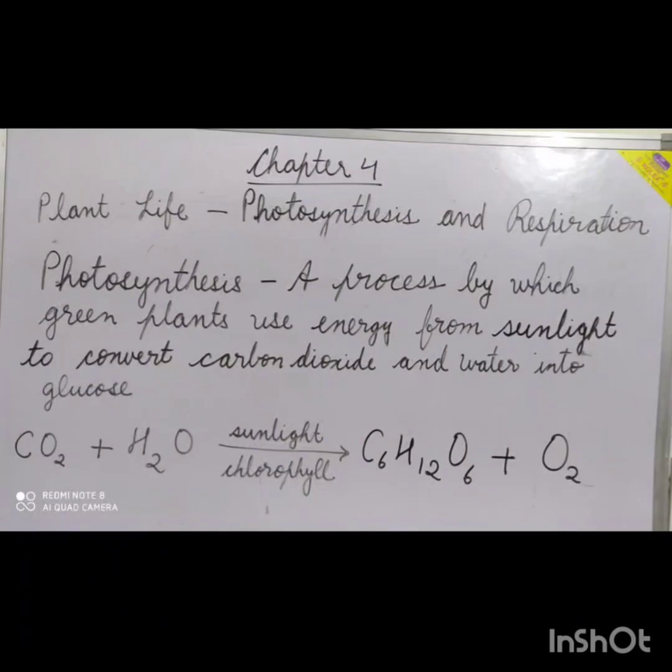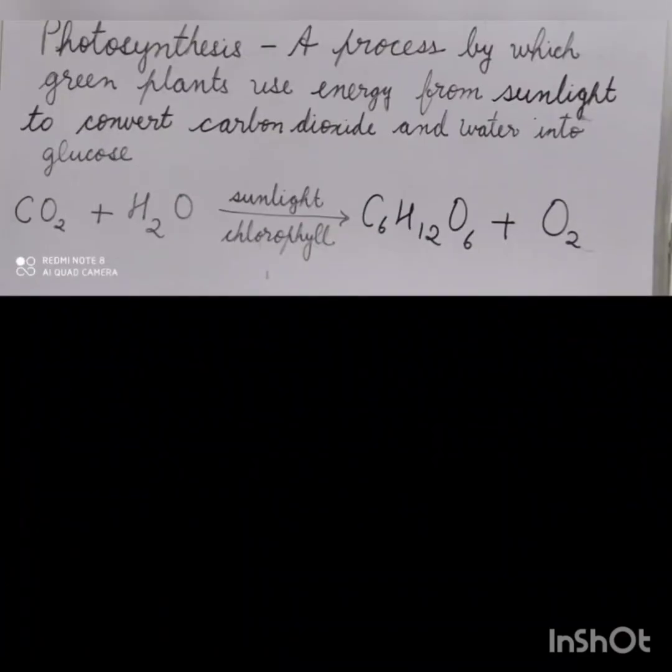Photosynthesis is a process by which green plants use the energy from sunlight to convert carbon dioxide and water into glucose. So we can see the photosynthesis through a chemical equation where carbon dioxide reacts with water in the presence of sunlight and chlorophyll to form glucose, which we call as food, and oxygen gas.